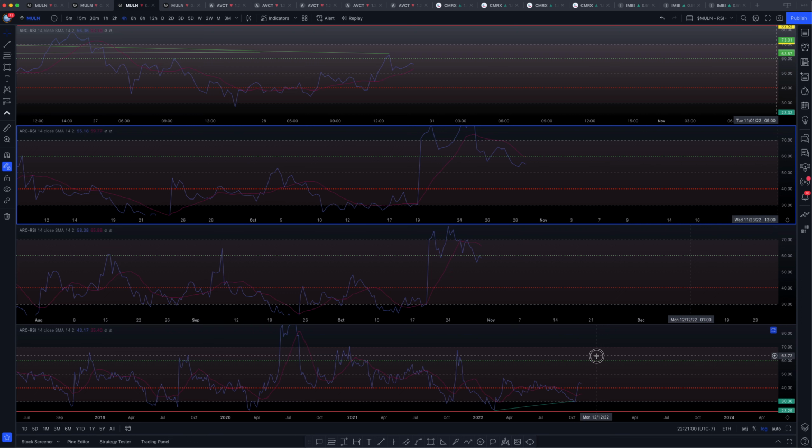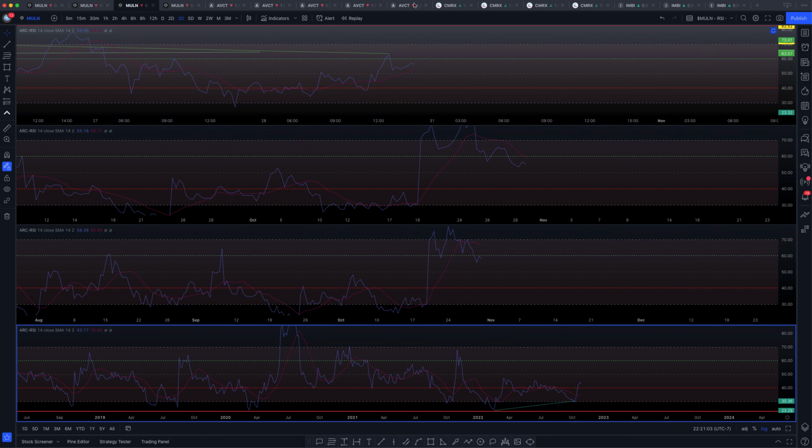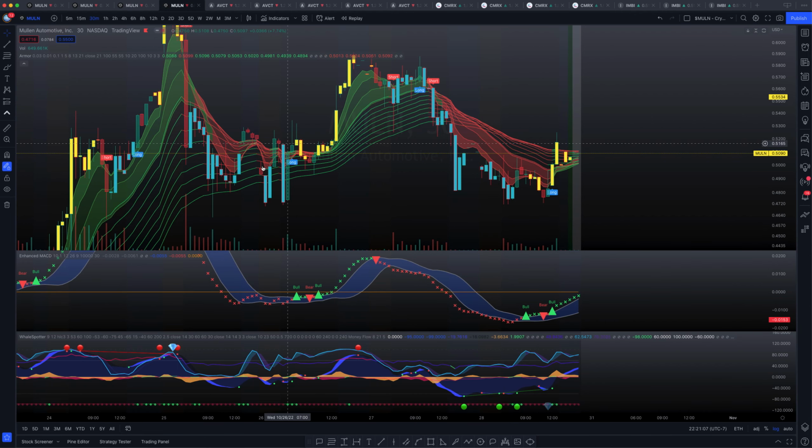But yeah, you guys, this is giving us a lot of indecision, and it's likely due to what's happening for the catalysts coming up. So this indicator is particular to me, you guys.